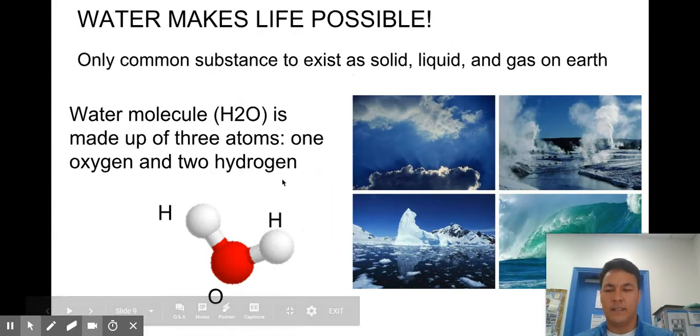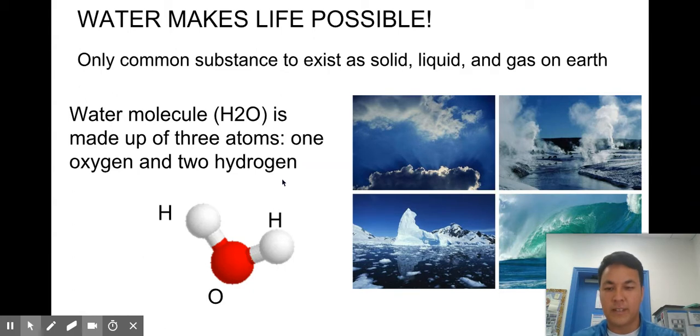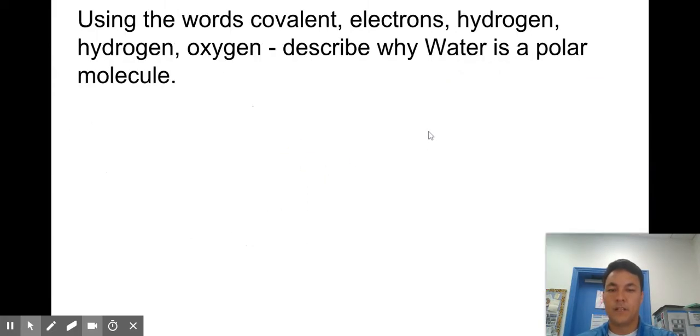So what does this mean? Well, due to these properties, water is going to have a charge. And this is just another one from class. Water exists as a solid, liquid, and gas. It's H2O. So using these words, covalent, electrons, hydrogen, oxygen, can you say why water's polar? Let's go ahead and stop the video.